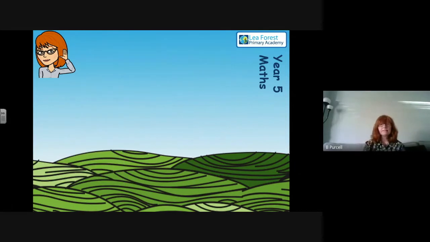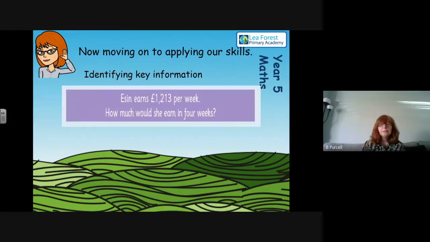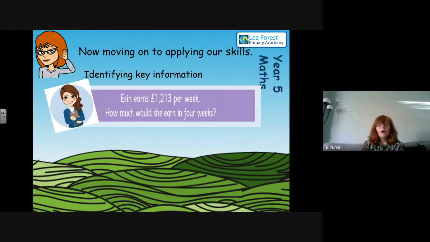So let's move on to applying our skills. So Aishin earns £1,213 per week. How much would she earn in 4 weeks? So this is quite a simple one-step problem. And I just need to put that out of the way because that's the bit I've done.